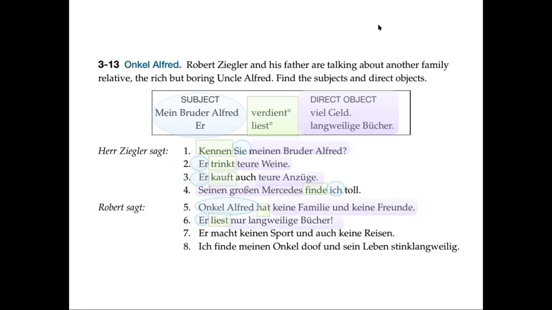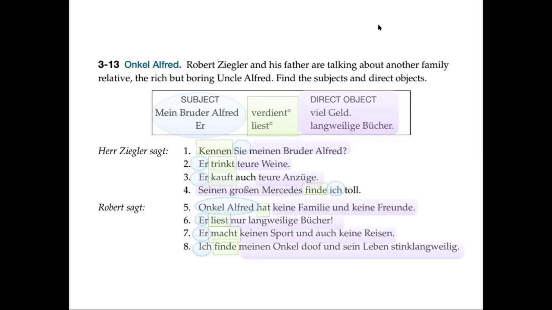Macht keinen Sport und auch keine Reisen. So, macht, so he does or he partakes in, keinen Sport und auch keine Reisen. So he doesn't do any sports and he doesn't do any trips. Ich finde meinen Onkel doof und sein Leben stinklangweilig. And finde, and who finds or feels or thinks? Ich. I feel that meinen Onkel doof und sein Leben stinklangweilig. So I find my uncle is lame or silly, dumb, and his life is so boring it stinks.